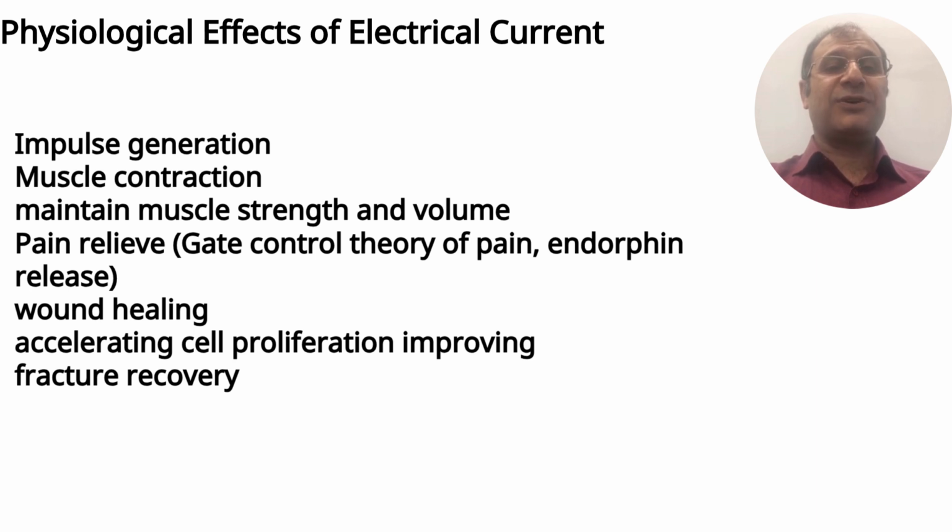Physiological effects of electrical currents. Electrical currents can stimulate nerves by altering the membrane potential, leading to the generation of nerve impulses and subsequent muscle contraction. Electrical currents can directly stimulate muscles, especially in cases where muscle innervation is impaired. This stimulation can help maintain muscle strength and volume.